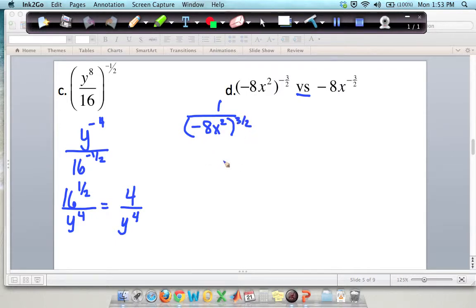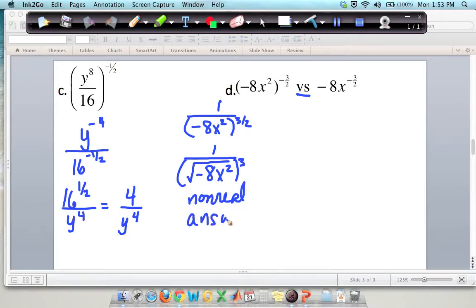Now if I write this as a radical, it'll show you a little bit easier what happens. The index is 2, which remember is the square root of negative 8x squared, and then my power is 3. And you can actually stop here because the square root of negative 8, remember, you can't take the square root of a negative number and get a real answer. This is a non-real answer. So we can't solve anymore.